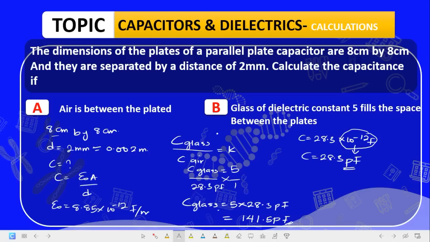If they gave you a dielectric, you say the capacitance of the substance, the dielectric, over the capacitance of air is equal to K. The capacitance of air is usually the one calculated first, because our epsilon naught is the permittivity of free space. You understand? You use this formula to calculate the capacitance in the glass or in any material given to you.